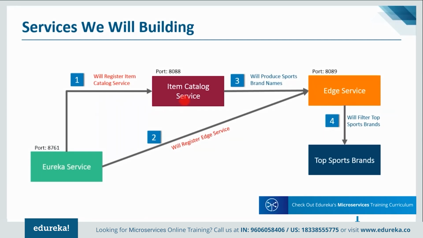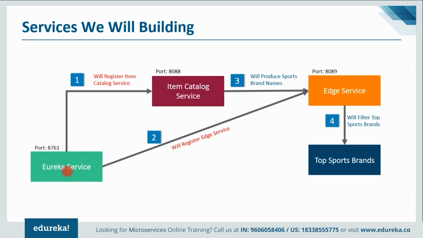One is Eureka server, then we have item catalog service, and then we have edge service. So these are the three services that we'll be running. Now let me discuss each of these one by one. So the first thing is the Eureka service. Now this service will register every microservice and then the client microservice will look up to the Eureka server to get a dependent microservice to get the job done.